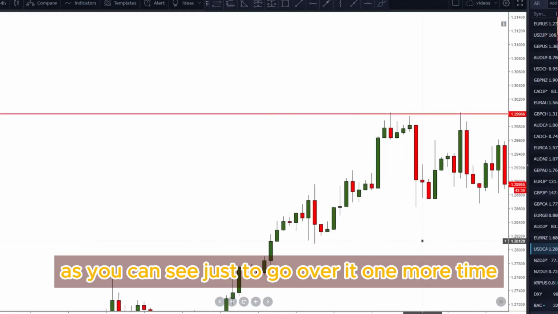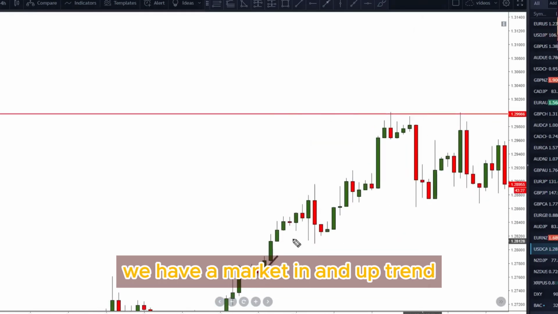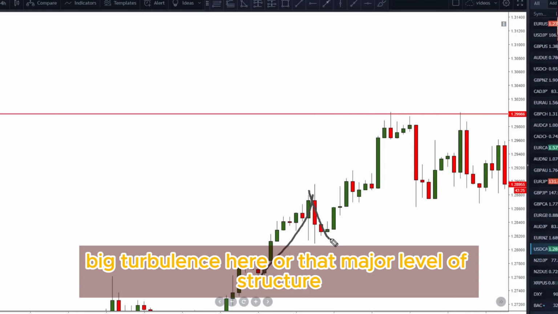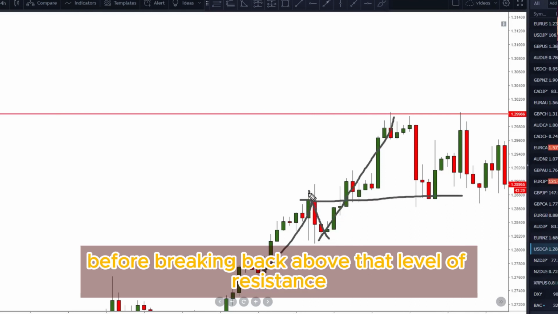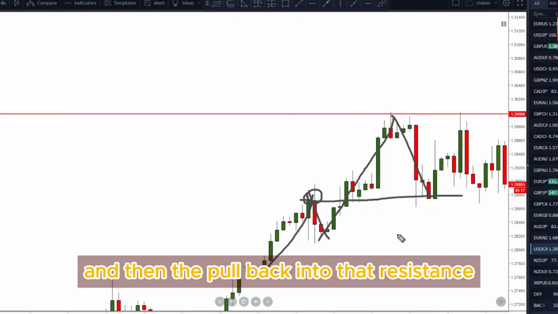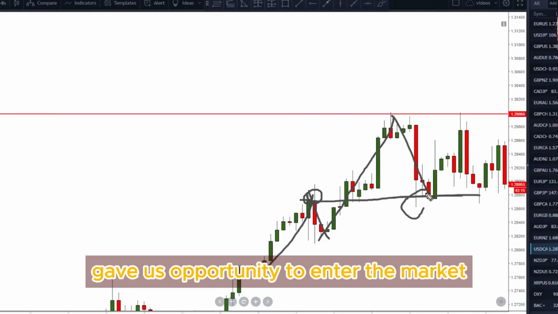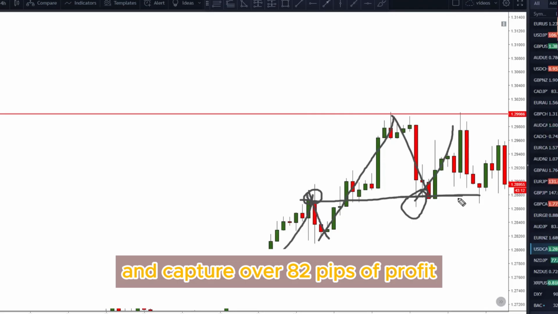So that ended up being a win of over 83 pips using the exact analysis we're talking about in this video. As you can see, just to go over it one more time, we have a market in an uptrend. Big turbulence here, or that major level of structure, before breaking back above that level of resistance, and then the pullback into that resistance gave us opportunity to enter the market and capture over 82 pips of profit.